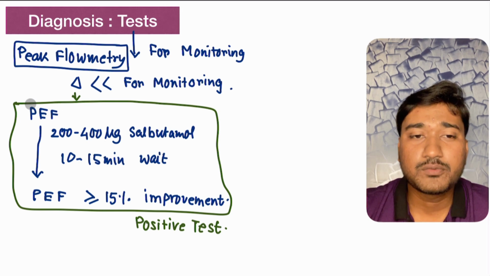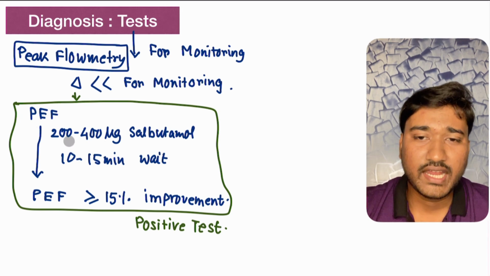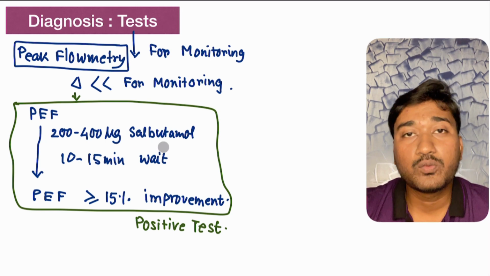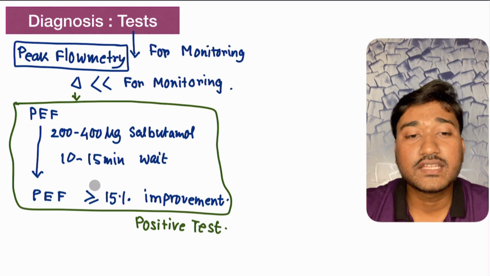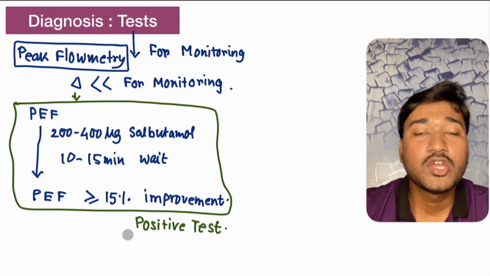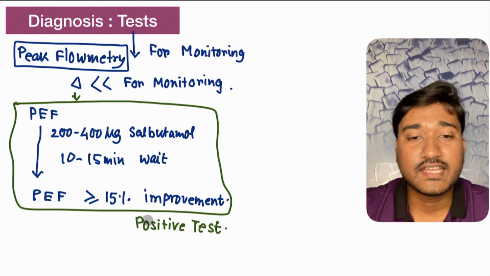In that case, you have to do the baseline PEF, and also 200 to 400 microgram of salbutamol should be given. You have to wait for 10 to 15 minutes, and after that repeat the PEF, and if there is improvement in PEF of more than or equal to 15% from the baseline, we can take it as a positive test.